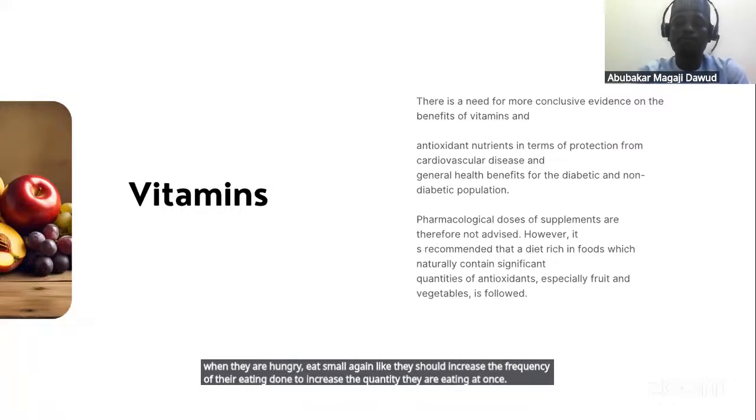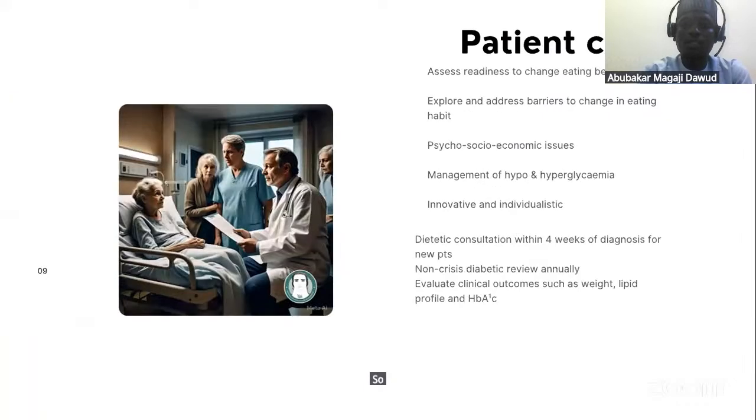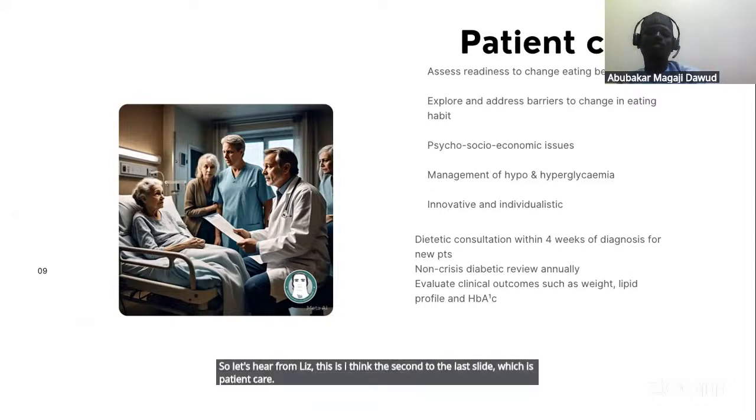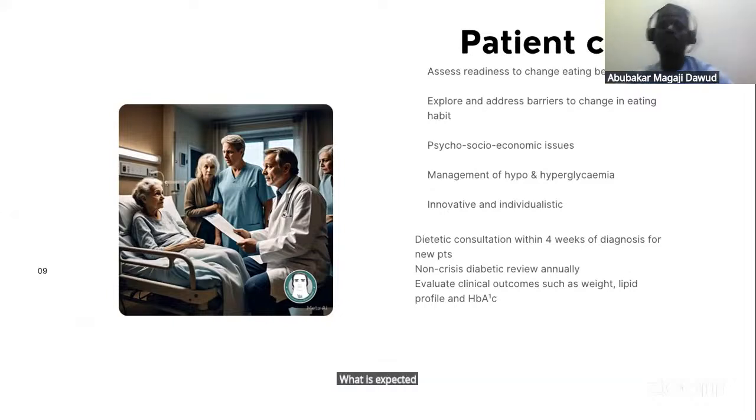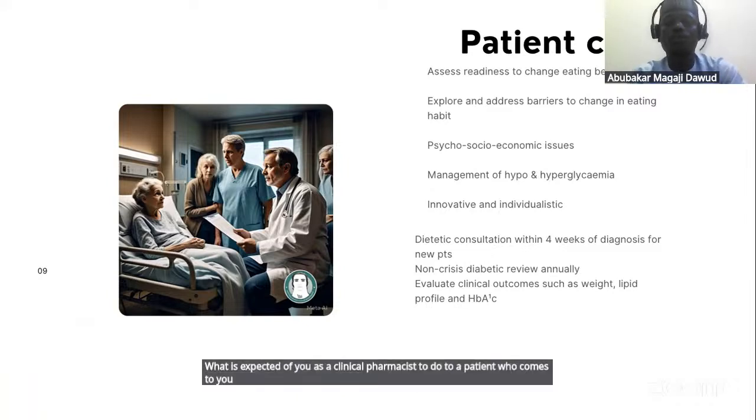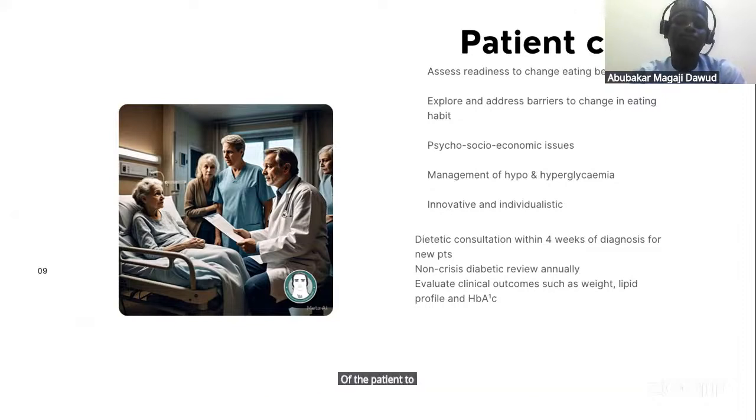So let's hear from, I think, the second to the last slide, which is patient care. What is expected of you as a clinical pharmacist to do for your patient who comes to you for advice on dieting? Number one is to assess the readiness of the patient to change his eating behavior.